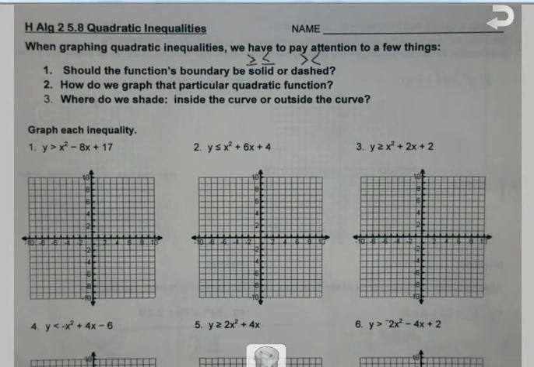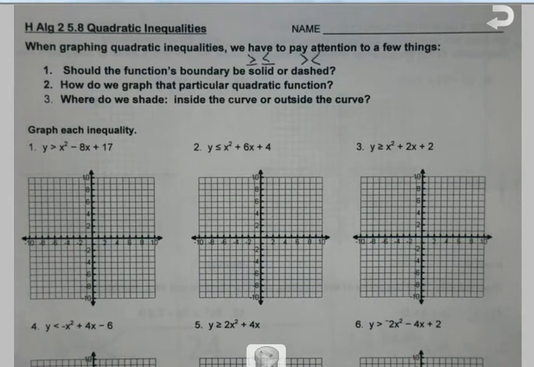Number 2 will get answered in some different ways as we work through these. Sometimes we may want to factor and find intercepts. Other times we may need to use the vertex formula, our negative b over 2a, to find our x and go that way. It varies. So that's going to change a little from section to section. But then where do we shade?